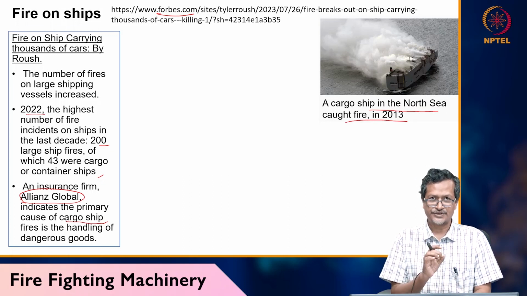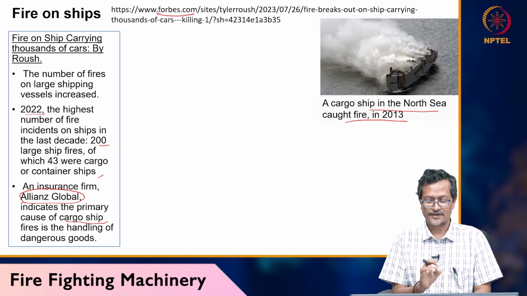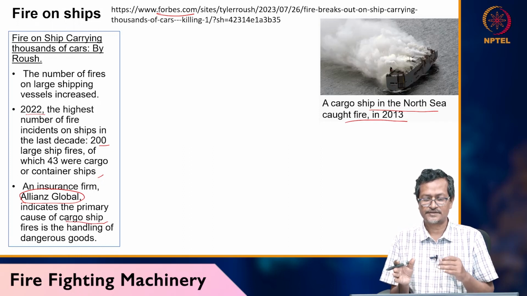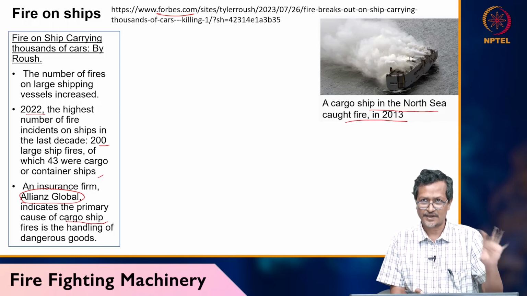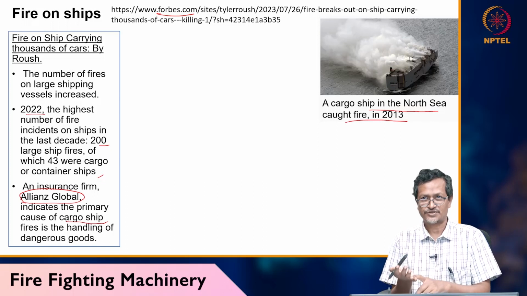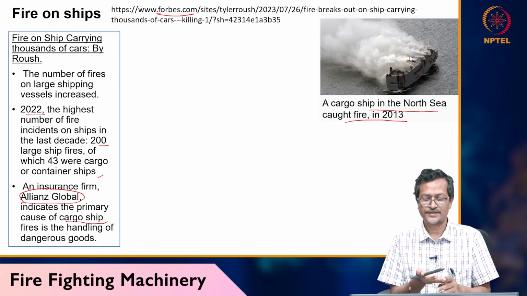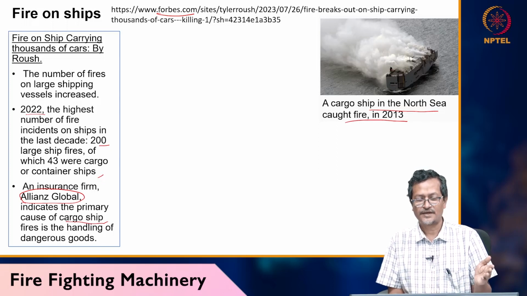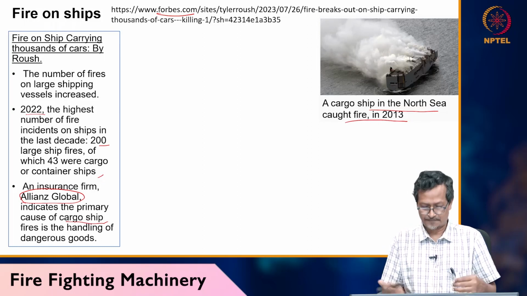So when you are designing a ship, you have to consider the fire safety aspect, how things will be kept safe. There are three things: machinery, environment, and life. You make these three things safe, then you design and you move on.